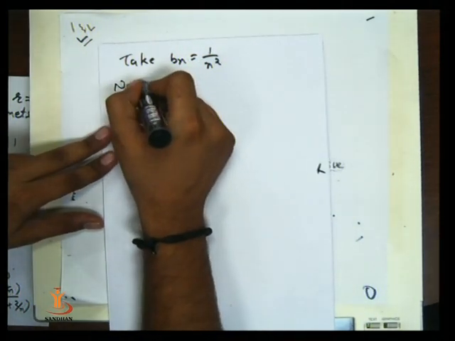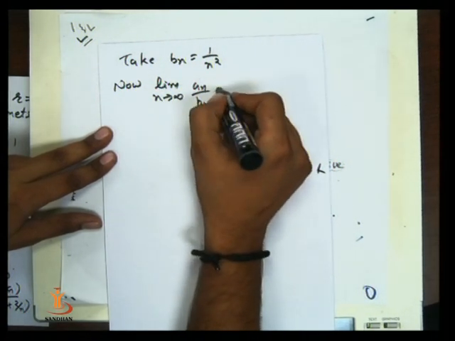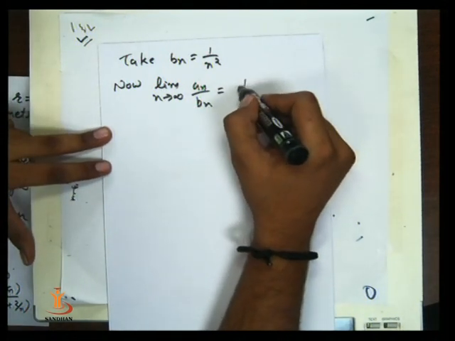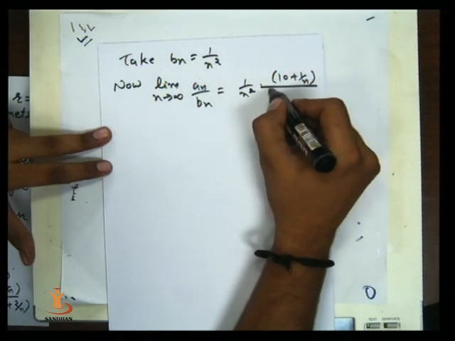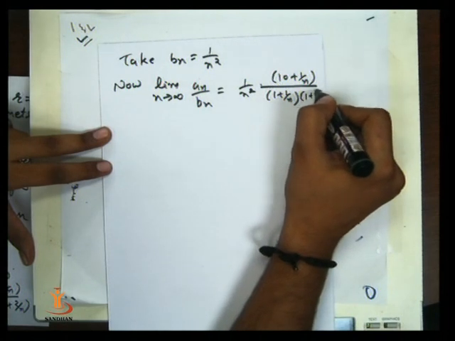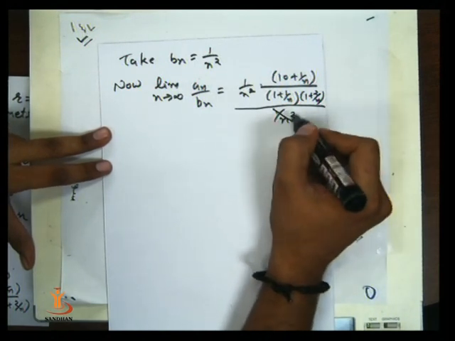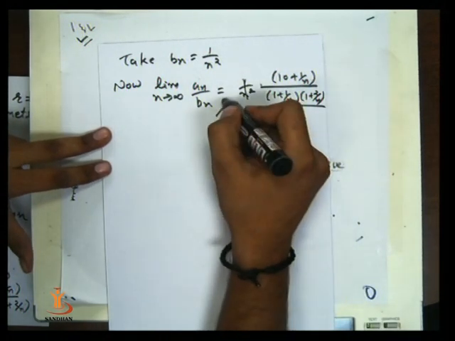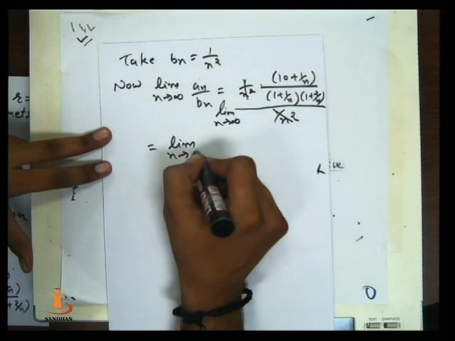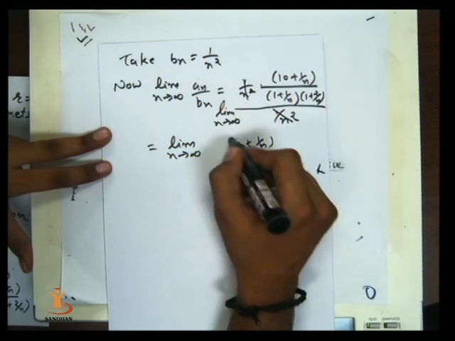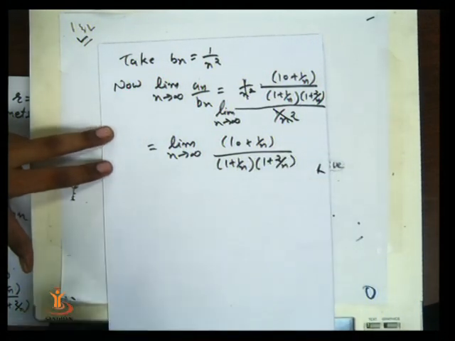Now limit n tends to infinity, an upon bn is equal to, an will be 1 upon n square into 10 plus 1 upon n divided by 1 plus 1 upon n, 1 plus 2 upon n, divided by bn, that is nothing but 1 upon n square. So 1 upon n square and 1 upon n square will cancel out, and here we have limit n tends to infinity of 10 plus 1 upon n divided by 1 plus 1 upon n, 1 plus 2 upon n. So this is our final term.